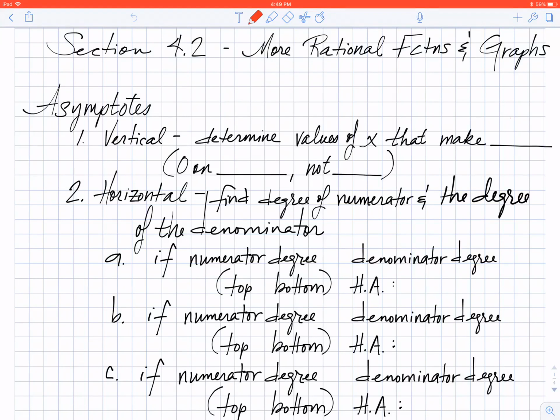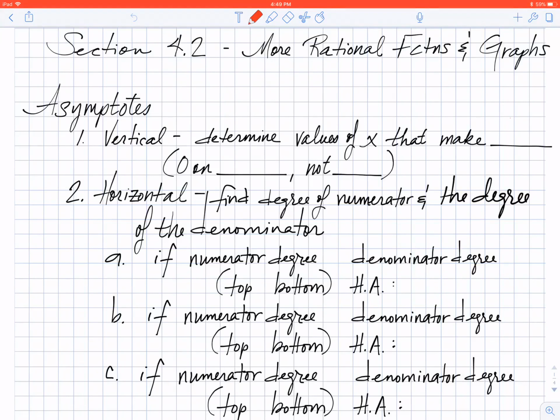I'd like to look at some rules, some tips for being able to find certain things on our graph that you're going to be asked to find. You remember from section 4.1 that we have two different kinds of asymptotes. One of them is vertical and one of them is horizontal. So if I give you an equation, how do you find vertical asymptotes?